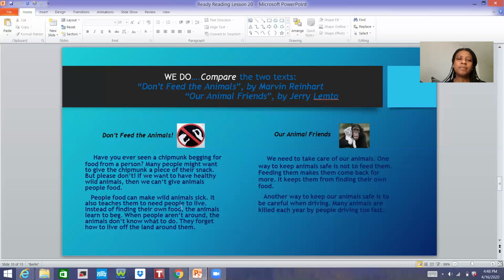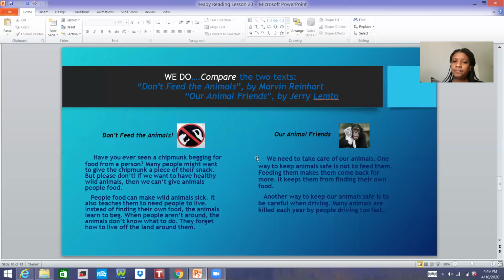Okay, so that's text number 1, which is telling us don't feed the animals. And keep in mind as we're reading, we're thinking about ways to compare these two texts, how both of these texts are alike. So let's go ahead and look at text number 2, Our Animal Friends.